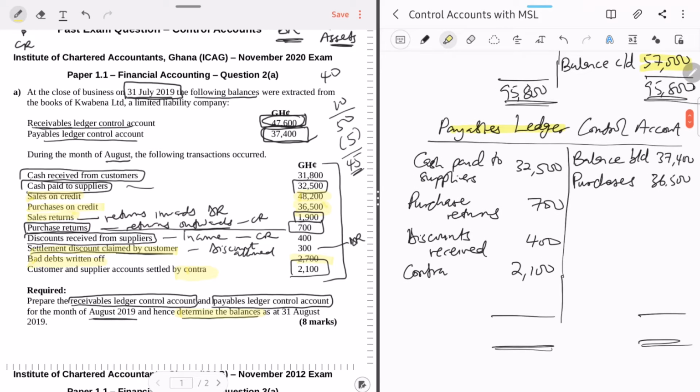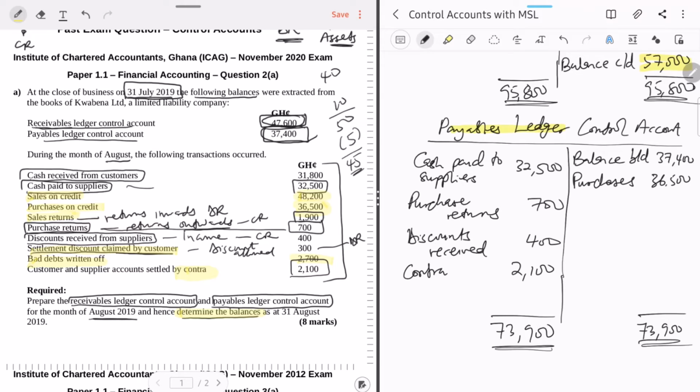As usual, I sum both sides. Let's start with the credit side because it's the bigger side. 37,400 plus 36,500. What does that give me? That gives me 73,900. So I put 73,900 here.